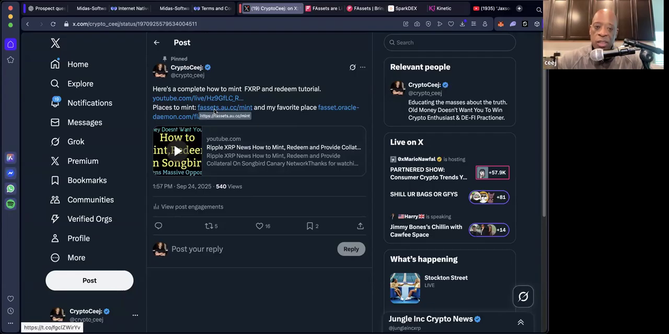And also two places to go. Where do you go to mint and redeem? Here's one. Here's my favorite. They are both awesome. They both work, in my experience, flawlessly. So pinned to the page at crypto underscore CEEJ will be the how-tos and where to. Okay, so that's how to mint and redeem.